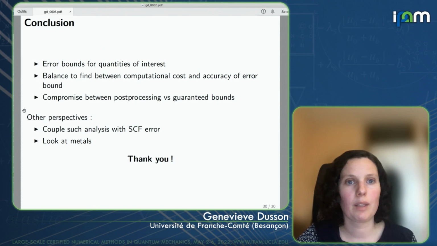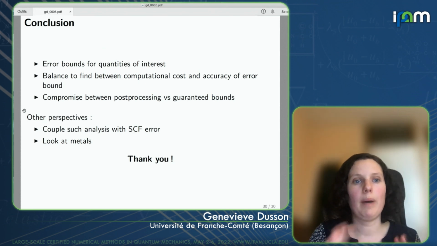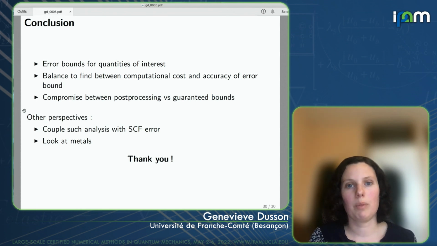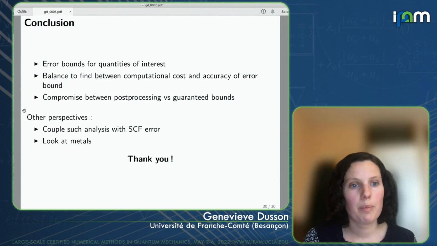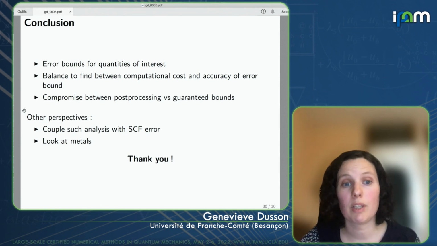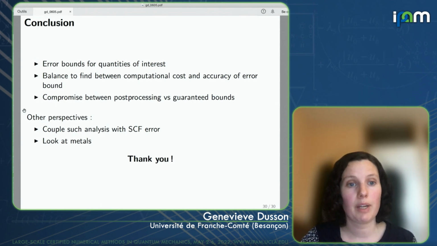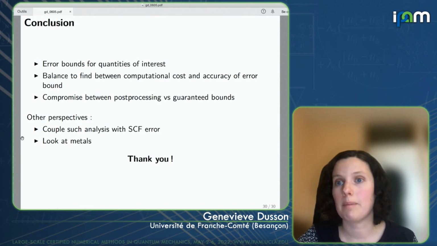Okay, and so to conclude, I have presented error bounds for quantities of interest, namely the forces in the context of DFT. And so there is really a balance to find between the computational cost of the bound and the accuracy of the bound. Other perspectives related to this work would be, for example, to couple such an analysis with the SCF error in order to be able to balance those errors, and also to look at more involved systems such as metals.